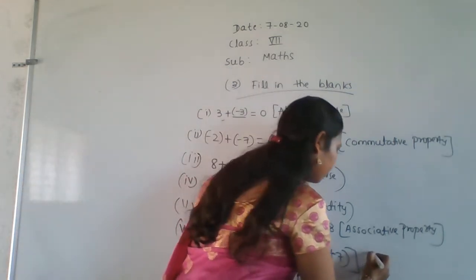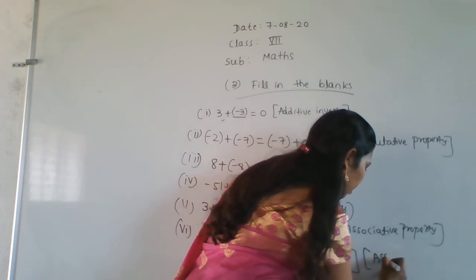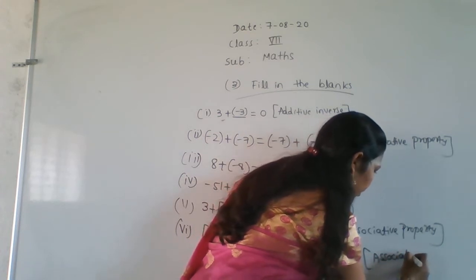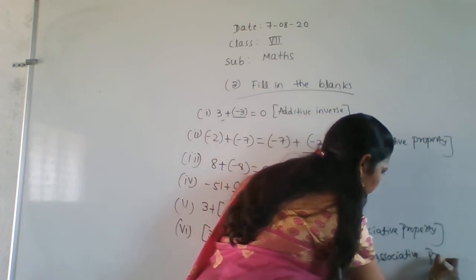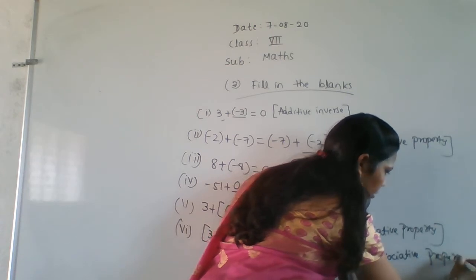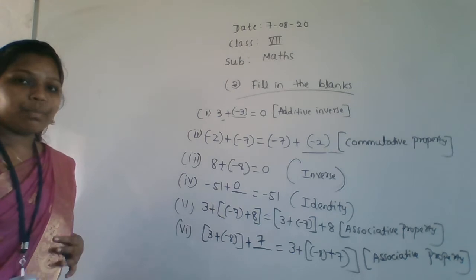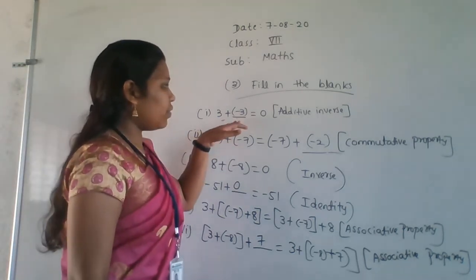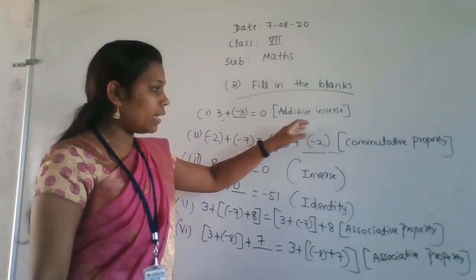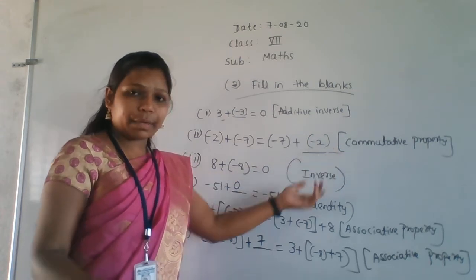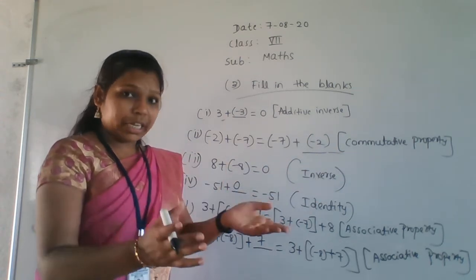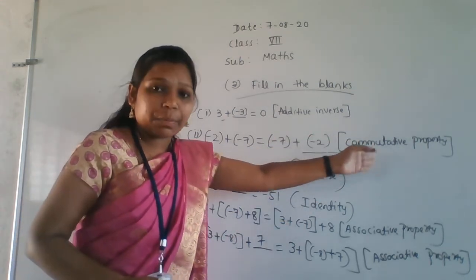Associative property. It is an associative property. See here, the first one is the additive inverse property, the second one is the commutative property because the values are exchanging, so that's why it is called the commutative property.